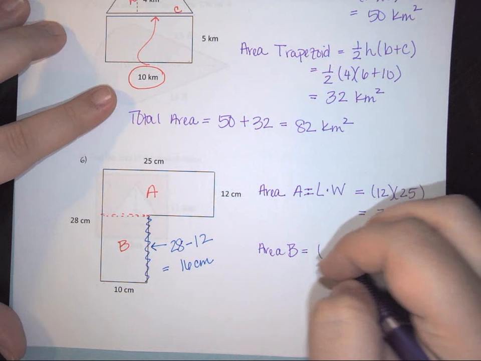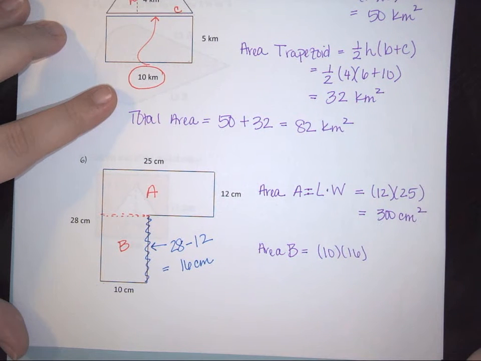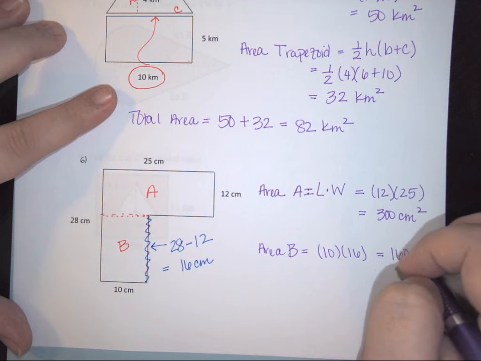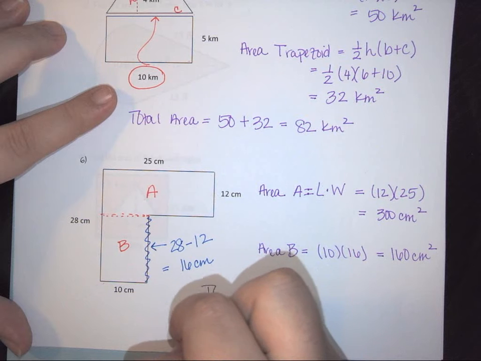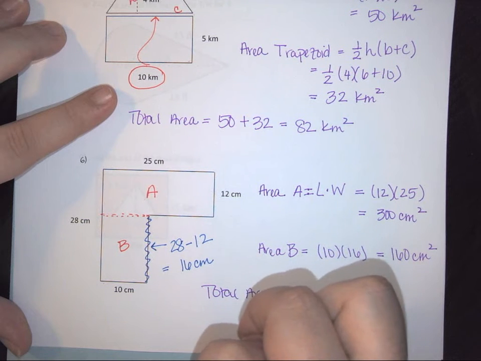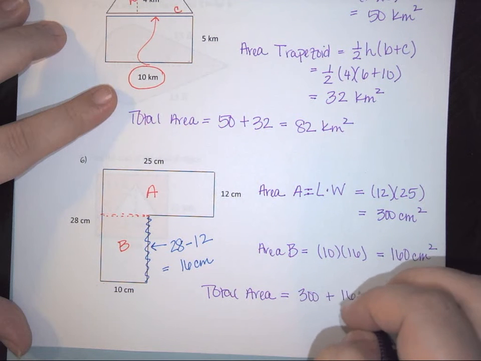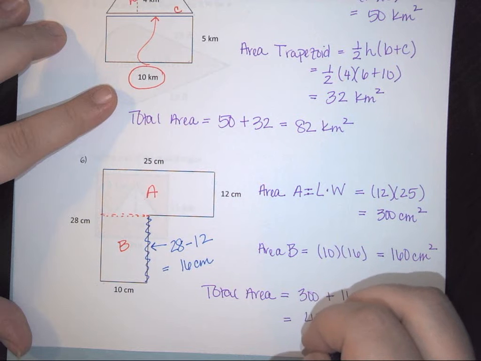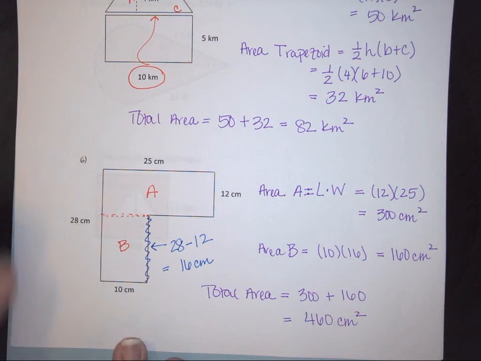Therefore, to find area B, we would do 10 times the 16 we just calculated, which is going to give us 160 centimeters squared. So my total area is going to be the 300 plus that 160, which gives me a total area of 460 centimeters squared.